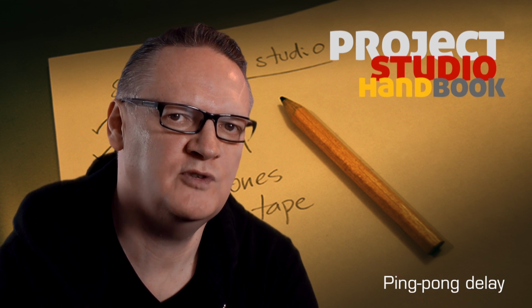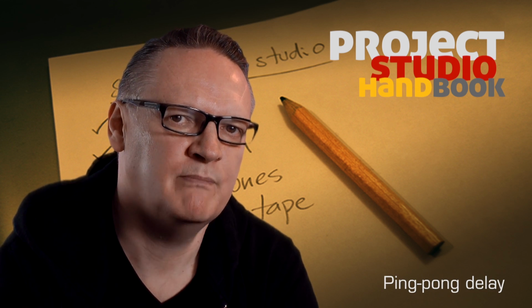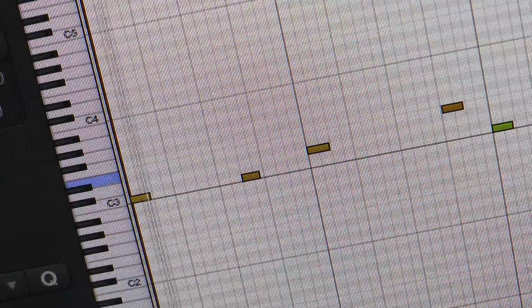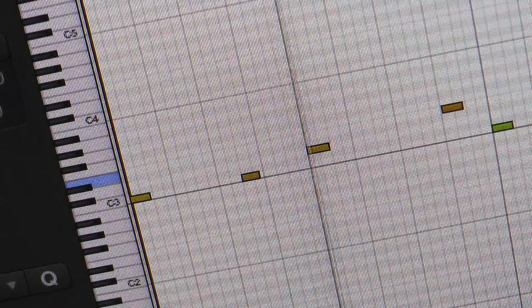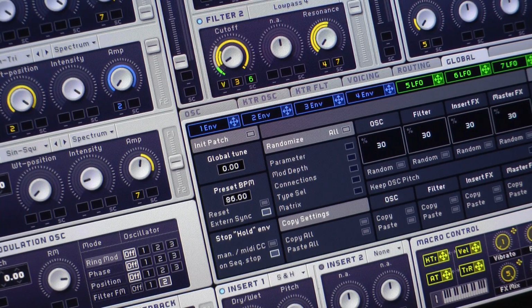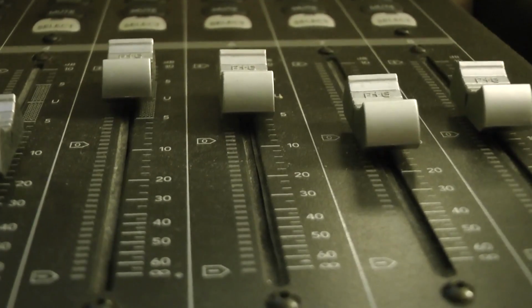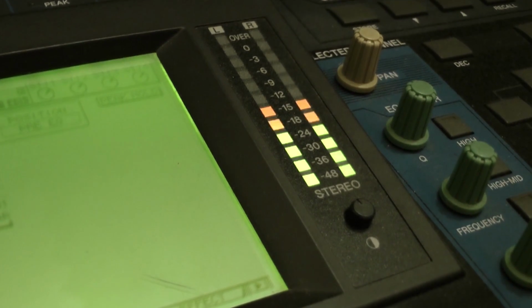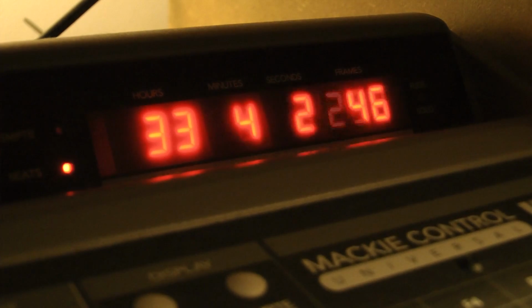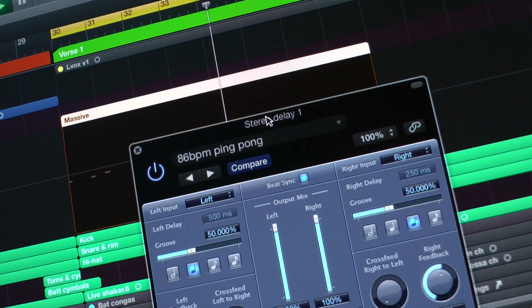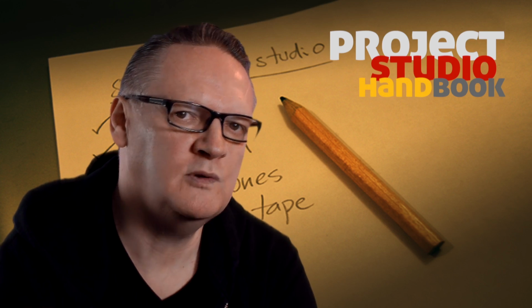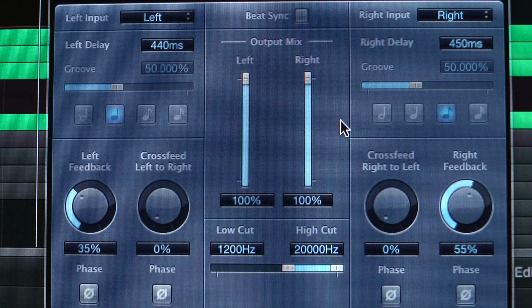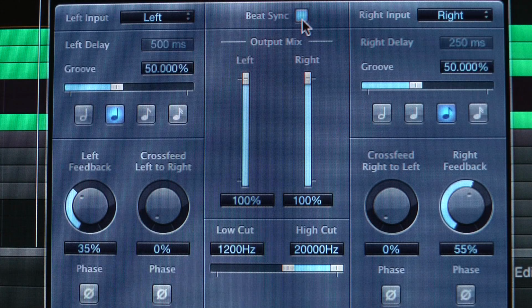Ping pong is a stereo delay effect whereby the repeats bounce between two loudspeakers. This effect can be created with two separate delay lines or a single delay line in which the panning of repeats can be precisely controlled. Typical settings are a tempo synced delay time, lots of feedback, and no modulation.